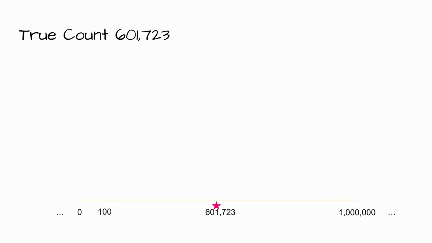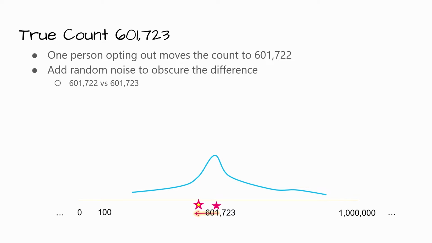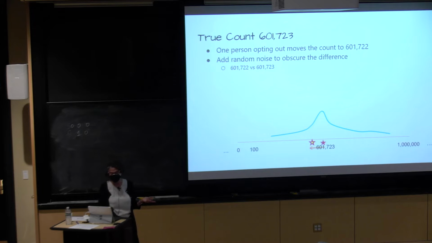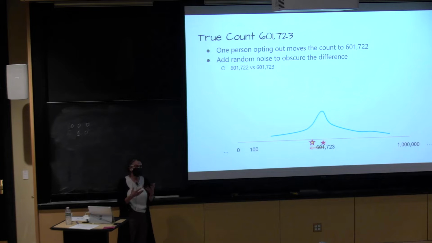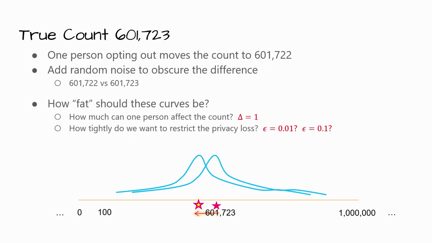Now, how would you get this information in a privacy-preserving way? Well, if somebody opted out, this would move the count to 601,722. And so what we want to do when we add random noise is we want to hide the presence or absence of that one person. So we're going to add noise that's symmetric, but what you observe should also be observed with pretty high probability, even when the data set has a count of 601,722.